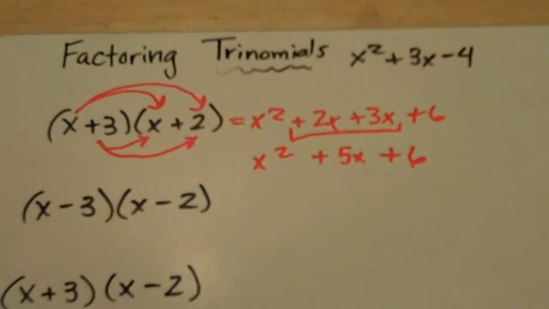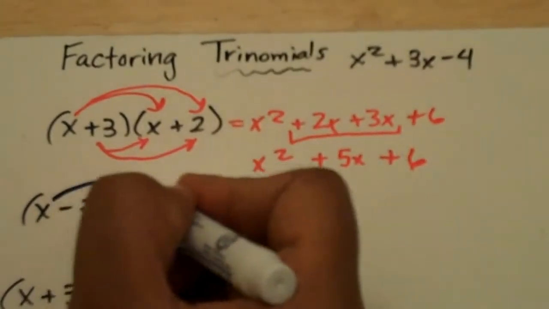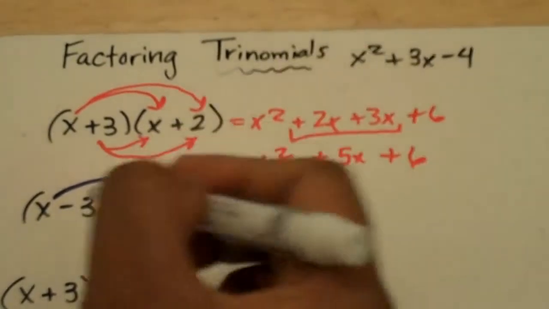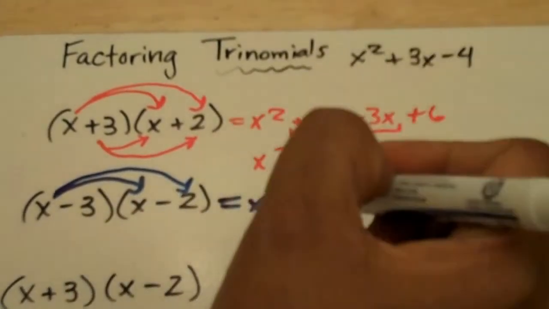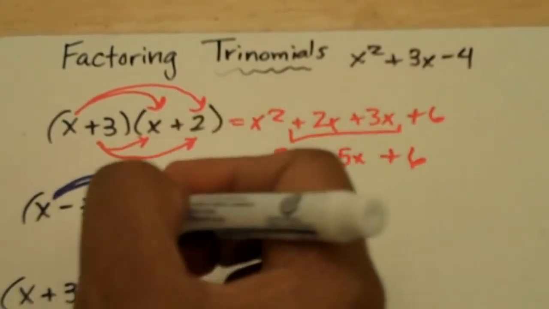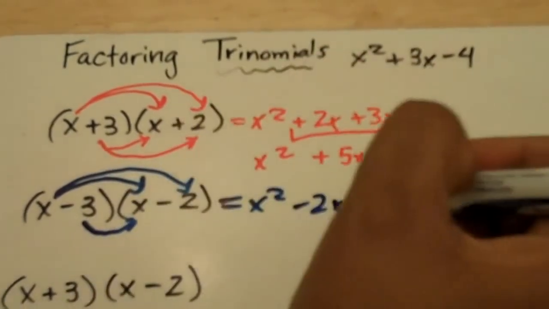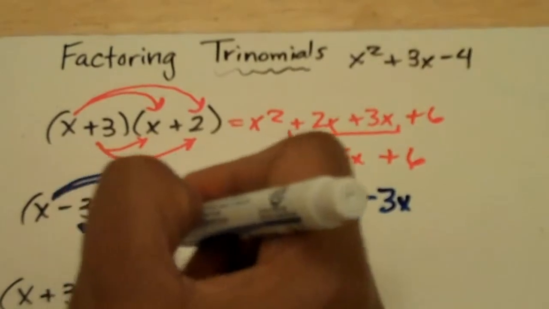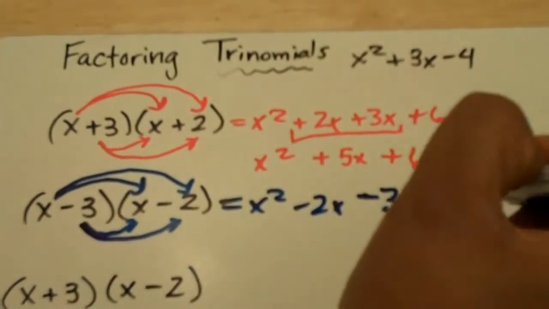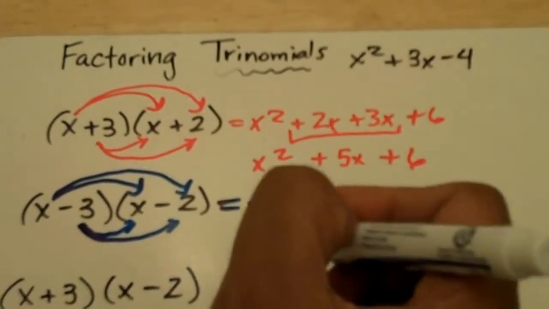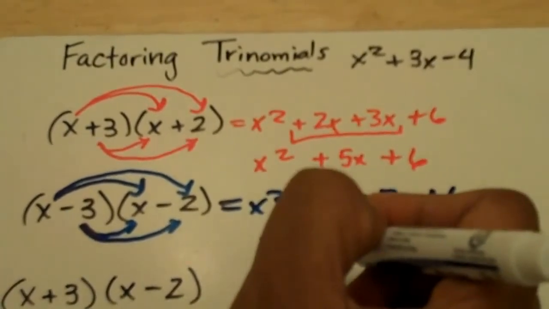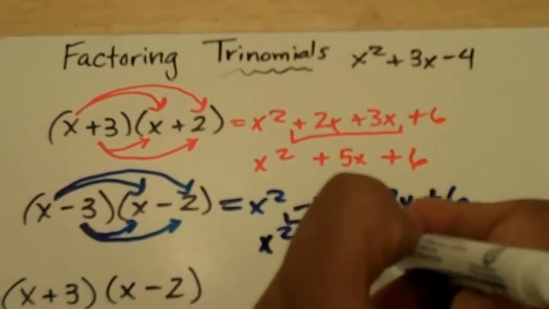Let's do the next one. We have x times x, which is equal to x squared, x times negative 2, which is equal to minus 2x, negative 3 times x, which is equal to minus 3x, and negative 3 times negative 2, which is equal to plus 6. So here we have x squared. We can combine these two terms, which gives us negative 5x plus 6.